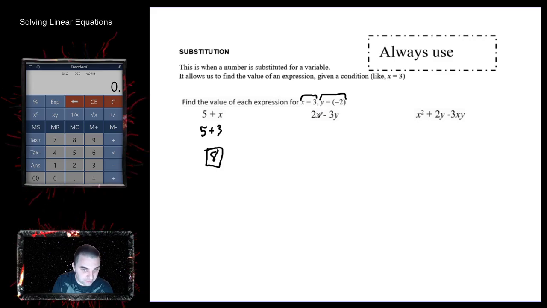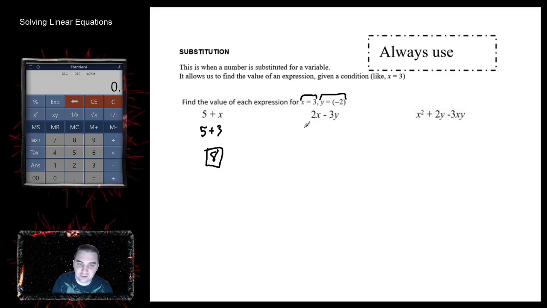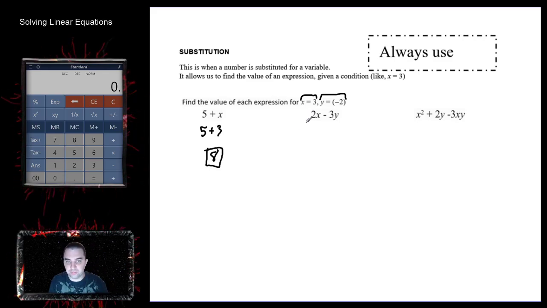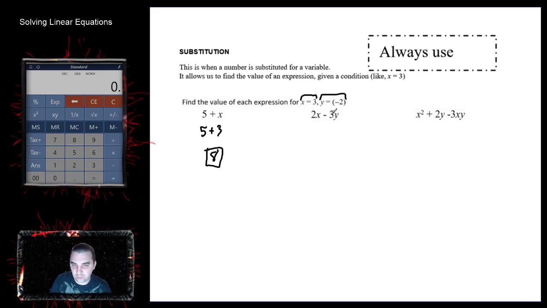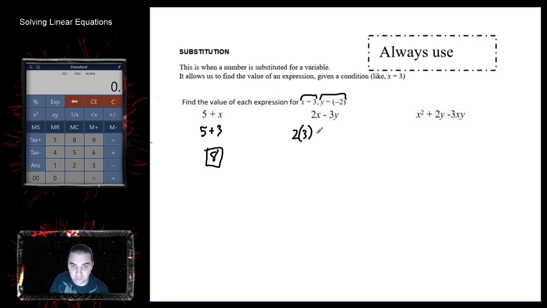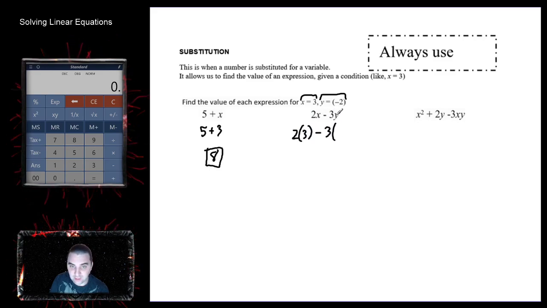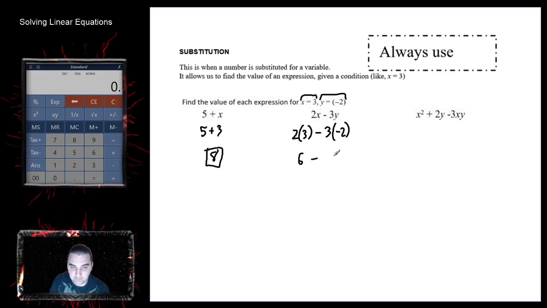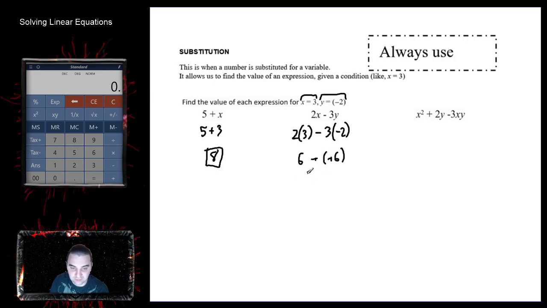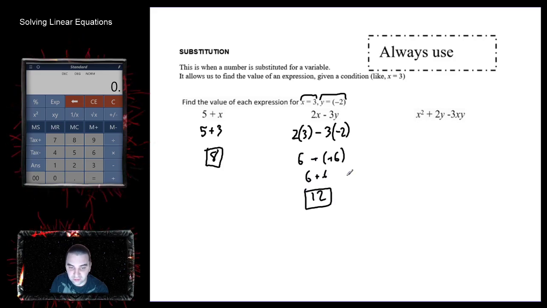Here we have 2x. Remember that when they're clumped together like that, that means times. It means 2 times x. And when you are doing substitution, sometimes a good thing to do would be to put parentheses, especially when they're negative, because it'll help you keep track of negatives. So we have 2x. That's the same as 2 times 3. And then here we have minus 3 and the y is minus 2. 2 times 3 is 6. And then we have minus 3 times negative 2 is negative 6. And remember, minus minus turns that into positives. So it's 6 plus 6, which is 12.